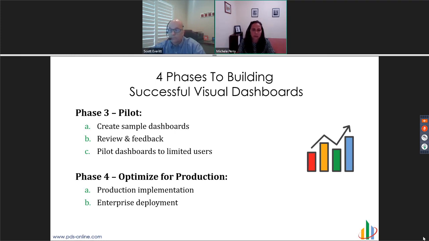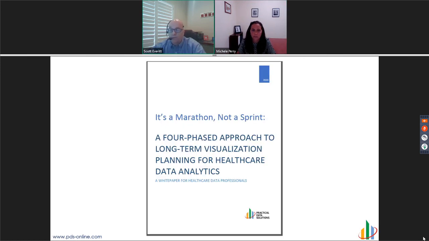So again, making sure you're being as efficient as possible so you can get those dashboards out as quickly and efficiently. This is just kind of a brief summary of our process, the 4 phases. We've recently published a white paper on this. If you're interested in getting a little bit more detail or digging down a little bit more, contact us and we'd be happy to get this white paper out to you.